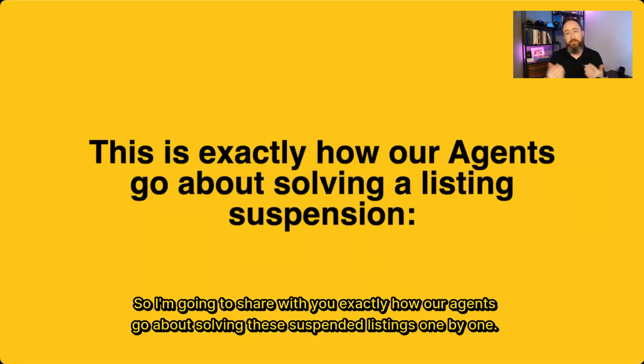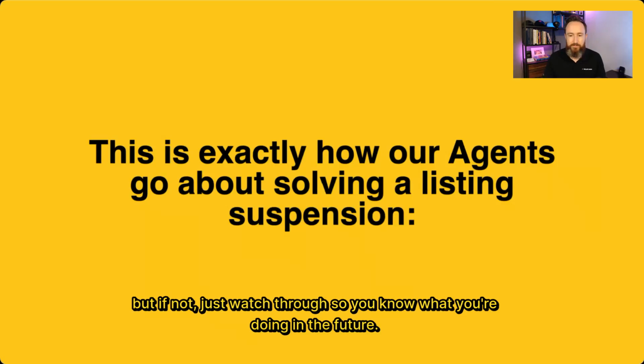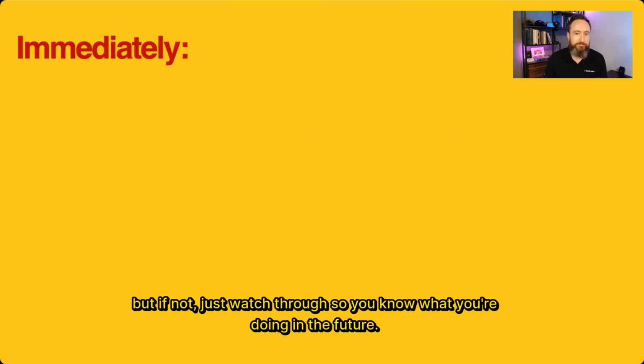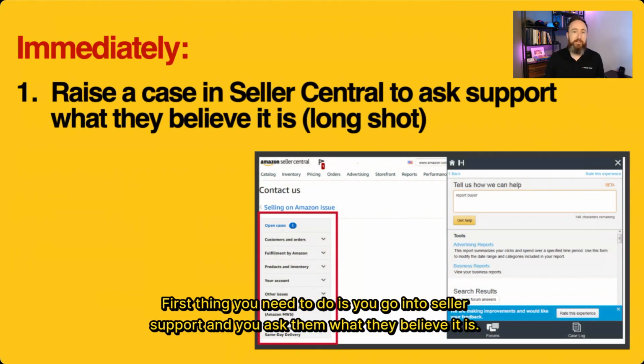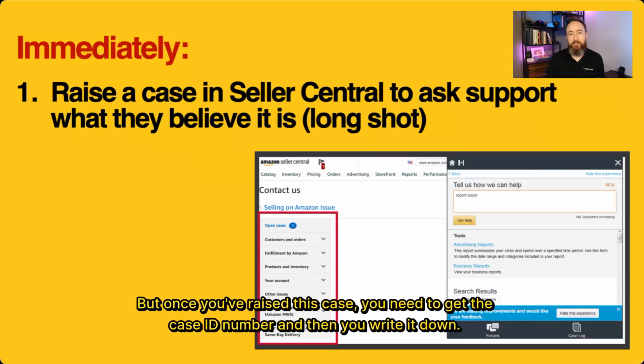So I'm going to share with you exactly how our agents go about solving these suspended listings one by one. Skip forward if you're looking at a specific suspension right now, but if not, just watch through so you know what to do in the future. So you get your suspension. First thing you need to do is go into Seller Support and ask them what they believe the problem is. There's a reason behind this madness, because they're going to send you a crappy templated response. But once you've raised this case, you need to get the case ID number and write it down.